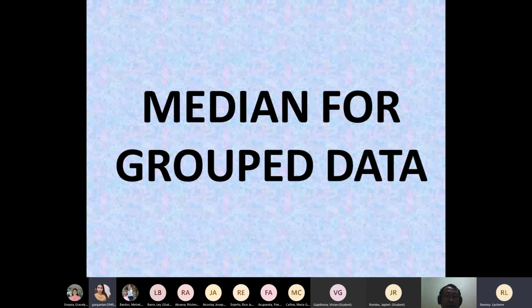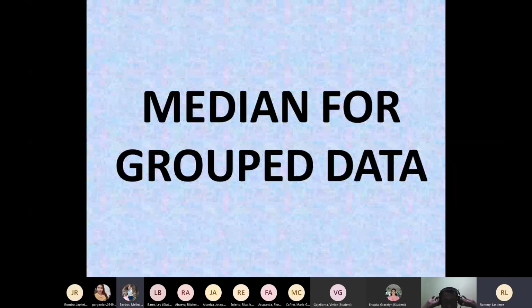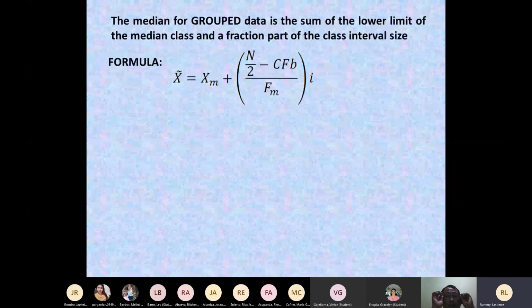Grouped data. Okay? Take note, ha? Grouped data. This is our formula. Now, change the symbols. MDN is equal to X sub M.